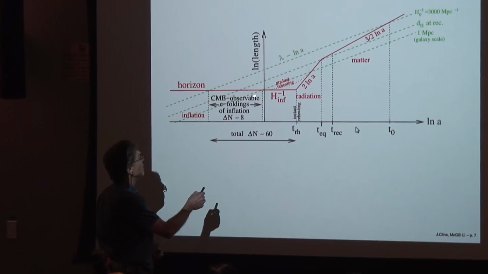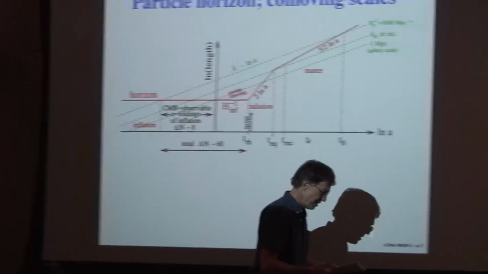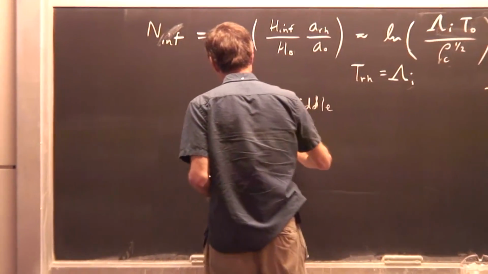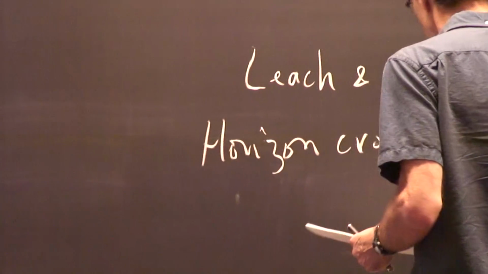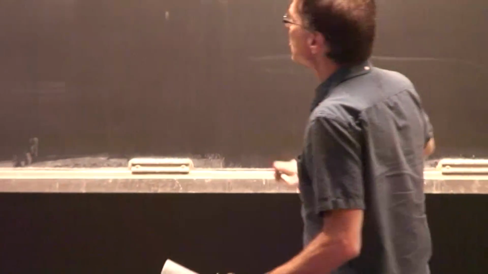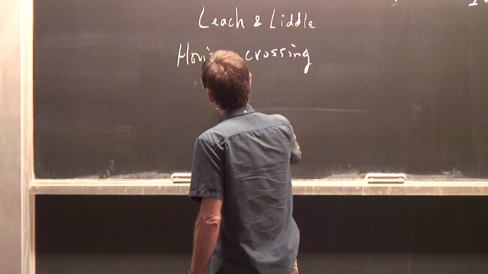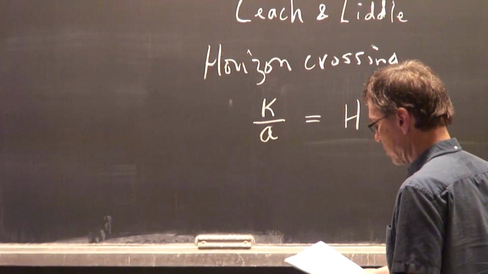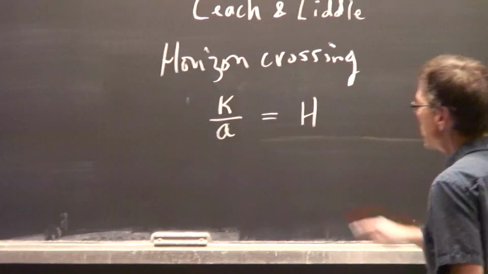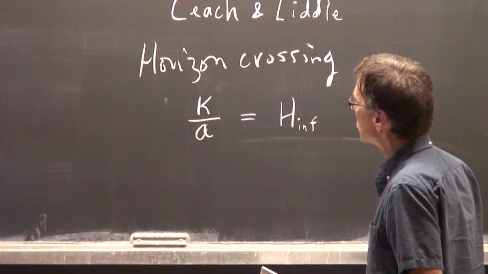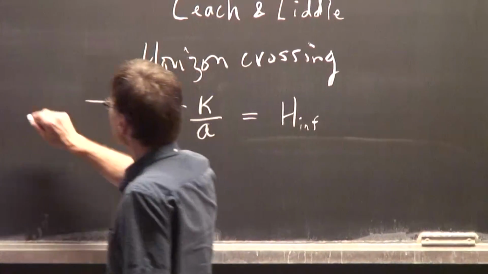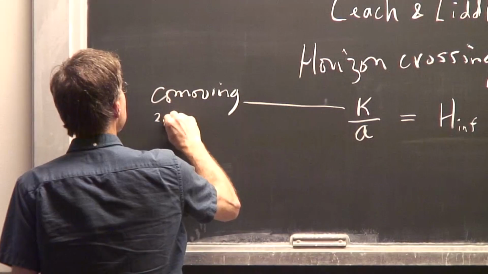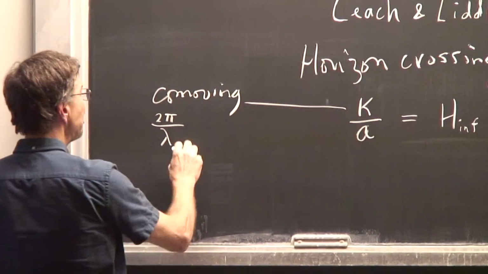And so to define this mathematically, it's easy. Horizon crossing just means that the physical wave number is equal to the Hubble parameter. So k, that's a co-moving wave number. So that's 2 pi over lambda as we see it today.